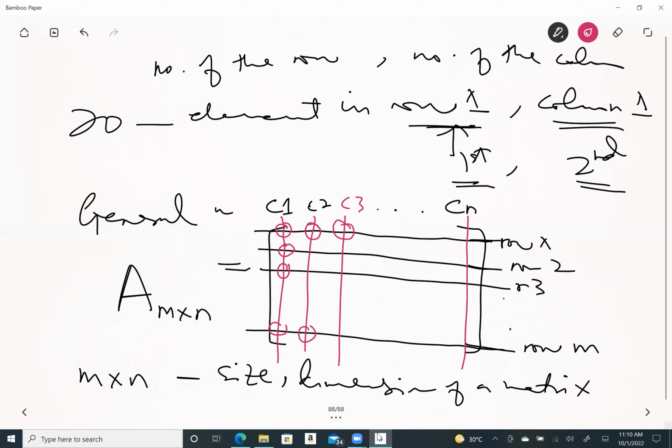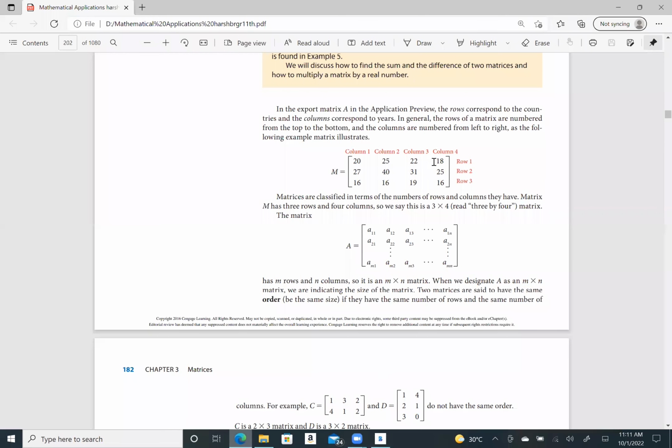So how do you describe the element? We describe the element by the position, like I said earlier, in terms of the row and the column. So you have here A11, A12, A13, up to A1n. So that is row number 1. All the elements in row number 1, regardless of the columns, you label A1. So if it is column 1, A11, column 2, A12, and so on.